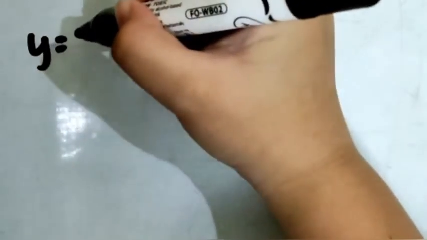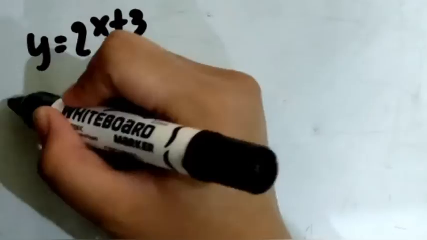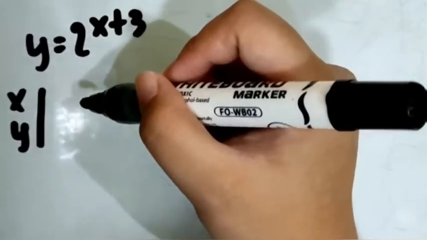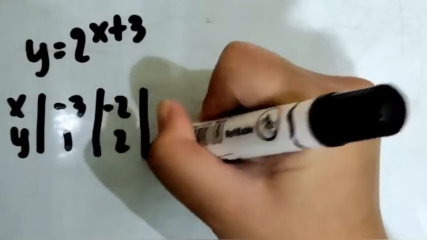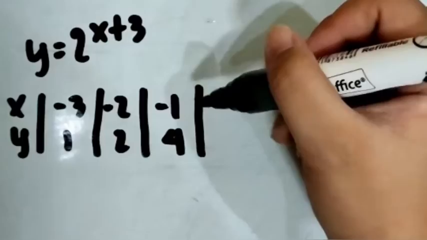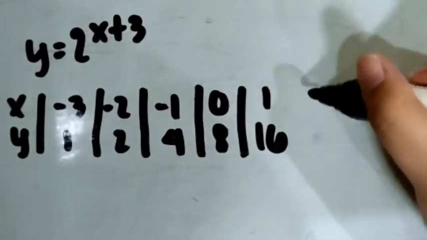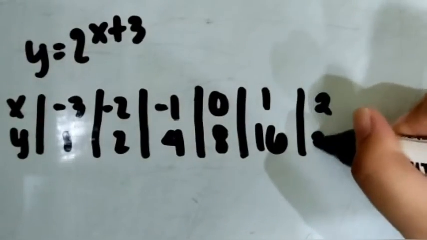Now let us enhance more of our capabilities with a given y equals 2 to the power of x plus 3. And now, step 1. Assign at least 6 values for x and solve for the values of y. And again, you can use the values of x: -3, -2, -1, 0, 1, 2, and 3. And solve for the values of y. And you know why we will use these? Because it's easier since they are much smaller than other numbers.